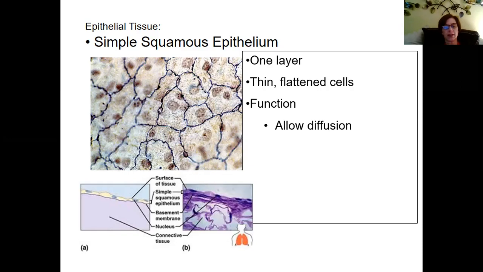Well, where do we diffuse gas, guys? Where do we have a lot of gas exchange? Did you say the lungs? If you did, that would be correct. So let's talk about location, and I'll let you catch up here.